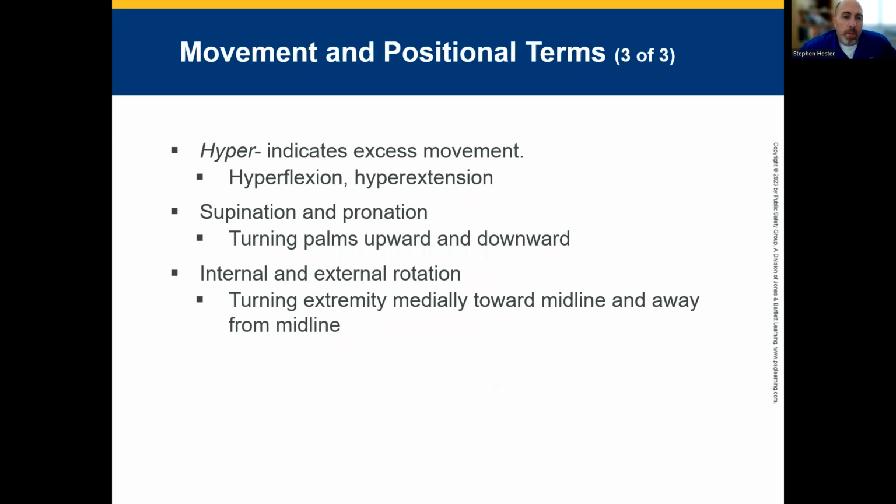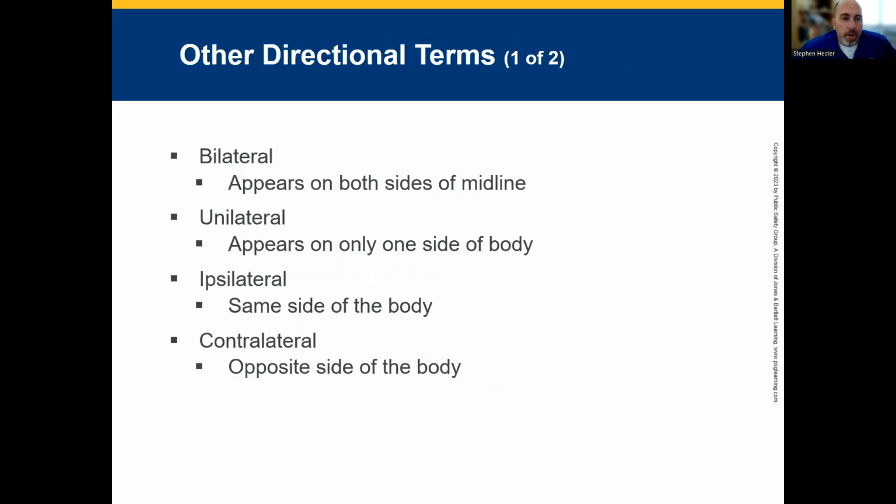Okay. Movement and positional terms: hyper means excessive movement; supination and pronation, turning palms upward and downward; internal and external rotation, turning the extremity medially toward the midline or away from the midline. Bilateral is on both sides, unilateral appears on one side of the body, ipsilateral is the same side of the body, and contralateral is the opposite side of the body.